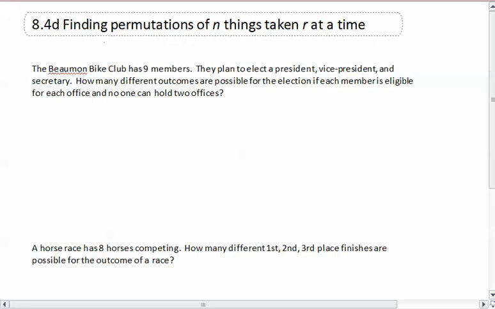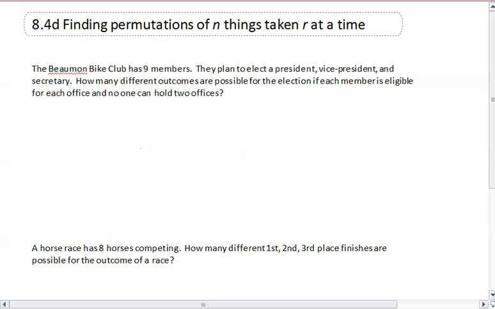So the Bowman Bike Club has 9 members. They plan to elect a president, vice president, and secretary. How many different outcomes are possible for the election if each member is eligible for each office and no one can hold 2 offices?